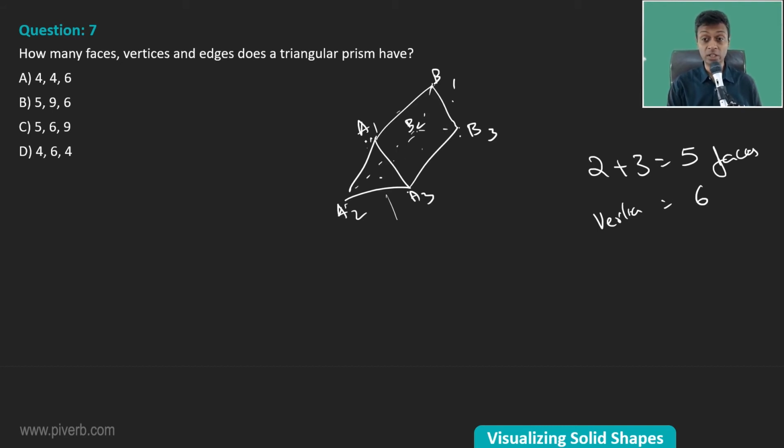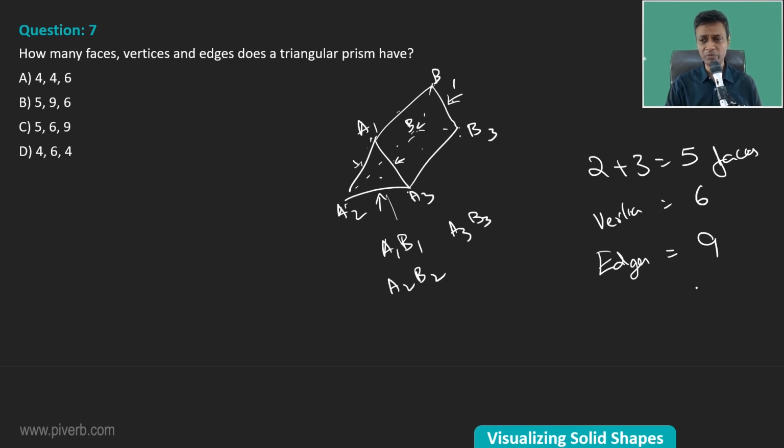Edges, this is interesting. This triangle has 3 edges: 1, 2, 3. A1A2, A2A3, A3A1. This triangle will also have 3. 3 plus 3. Beyond this, we have lines joining A1B1, A2B2, A3B3. So 3 plus 3 plus 3, the number of edges is 9.